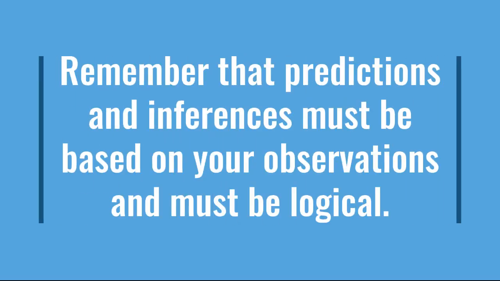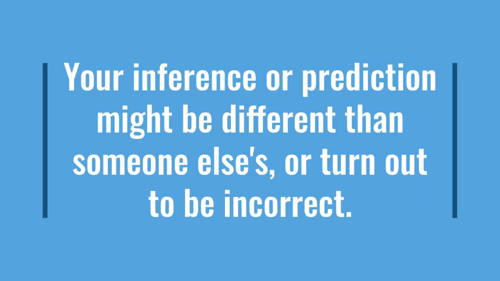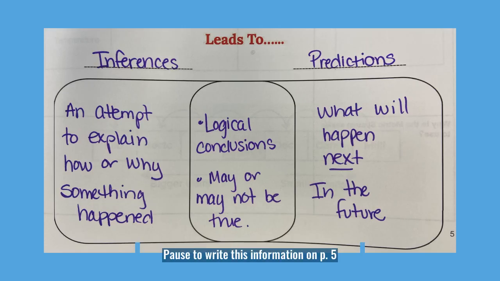Remember that predictions and inferences must be based on your observations and must be logical. Your inference or prediction might be different than someone else's or turn out to be incorrect. Pause for a moment to write down this information on page 5 in your science workbook.